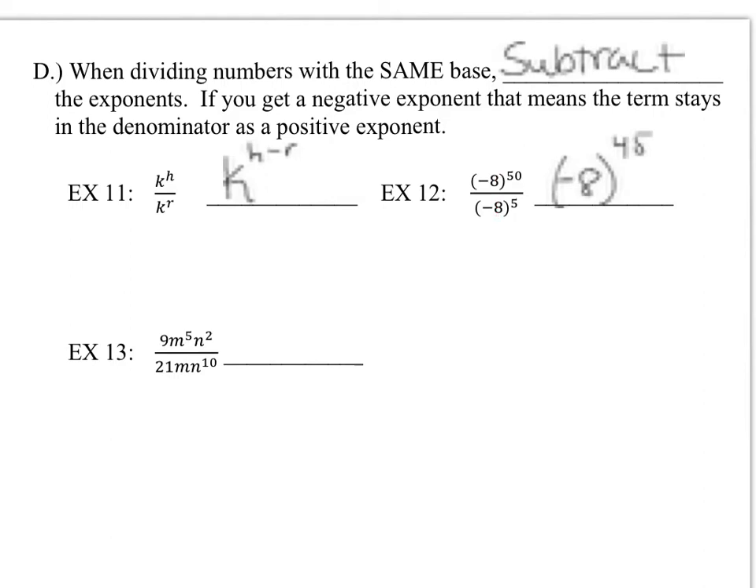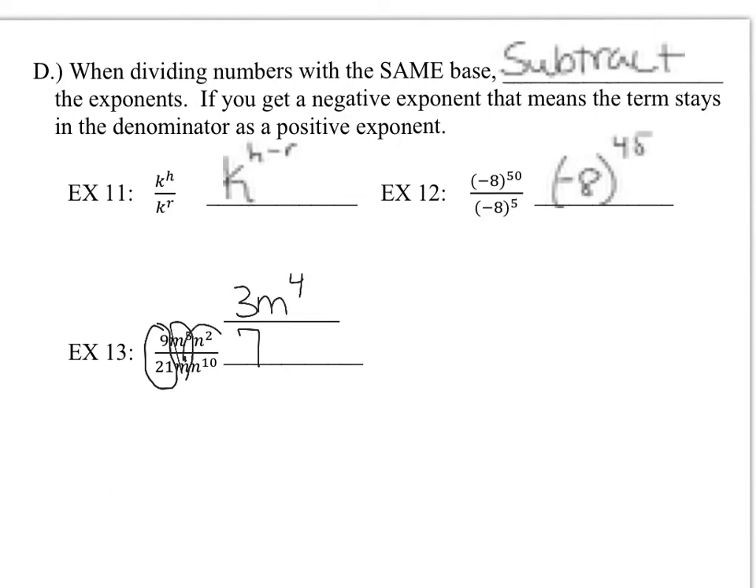All right, so now the next one. 9 over 21, those aren't exponents. So you just treat that like a regular fraction, 9 over 21. So you can divide 9 and 21 by 3. So that's going to leave you with 3 on the top and 7 on the bottom. Keep it like that. If it's an improper fraction, keep it an improper fraction. And then you subtract your exponents here. M to the 5th over m to the 1st. 5 minus 1 is 4. So that's going to be m to the 4th.